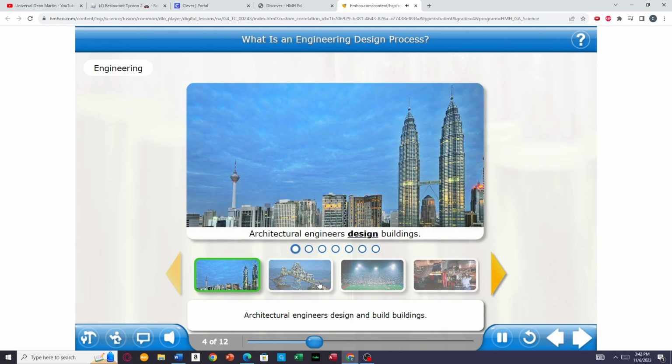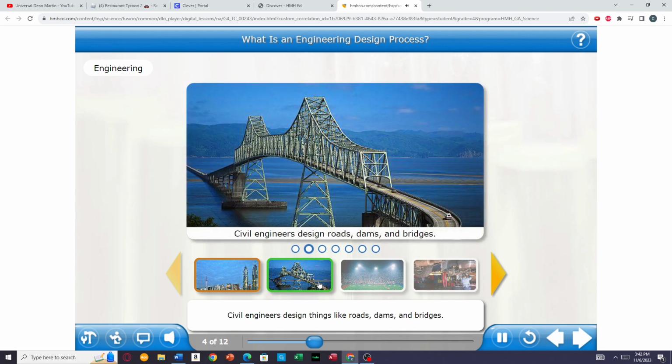Architectural engineers design and build buildings. Architectural engineers use science and math to make sure buildings are safe and sturdy. Civil engineers design things like roads, dams, and bridges. Civil engineers use science and math to make sure roads and bridges are safe enough to travel on and that dams will not collapse.